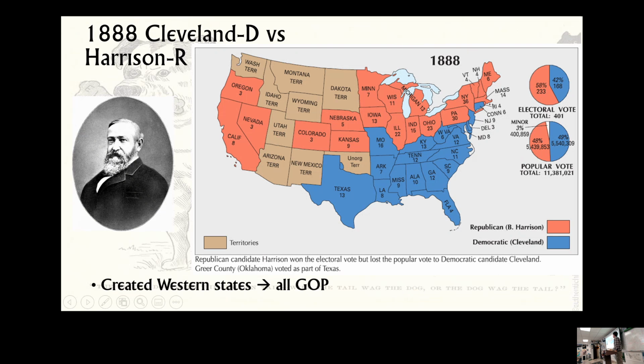In 1888, Grover Cleveland would now run for re-election against Benjamin Harrison. Harrison's uncle, you might remember, was the president who died of cholera right after he was inaugurated, almost certainly cholera. And that's his grandson. Another president from Ohio.